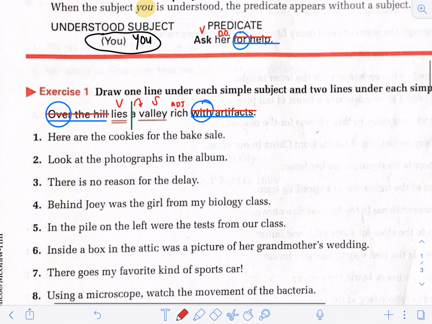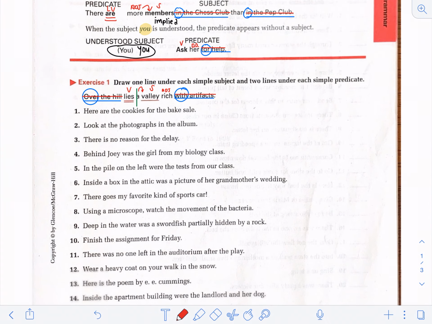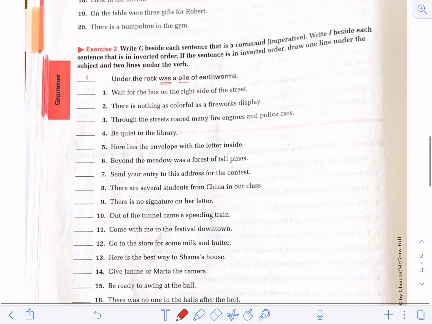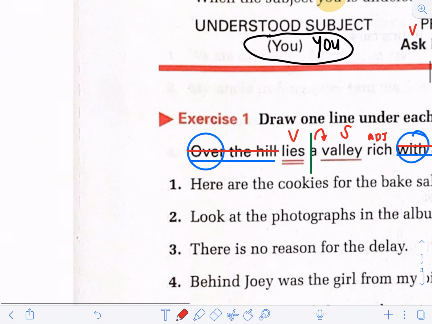So I'm going to do sample 1 and sample 2 together with you guys, and then you guys can do the rest of the activity on your own. Let me double check how many there are. So the homework is 1 through 20 all.